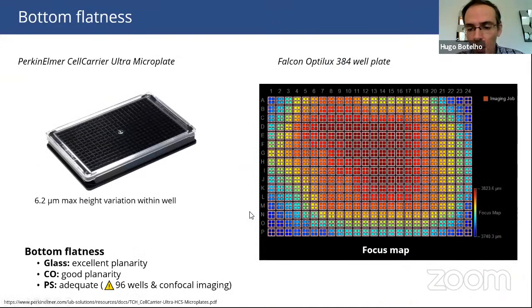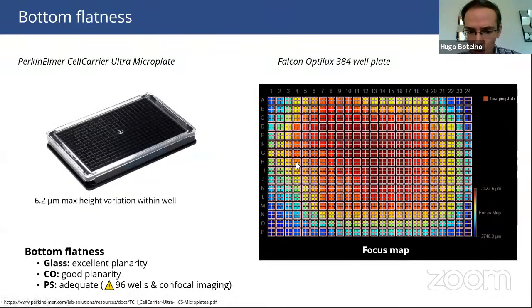And in fact, if you use a microscope to actually measure the fluctuations in the height of the bottom of the plate, you would get this kind of focus map. So it defines where the bottom of the plate is. For a typical 384-well plate from Falcon, you can see that from the highest to the lowest part of the plate, you may have a difference of almost 100 micrometers. And if you're imaging cells which are 5 to 10 micrometers high, having such an uneven surface to work on may be a problem or not.